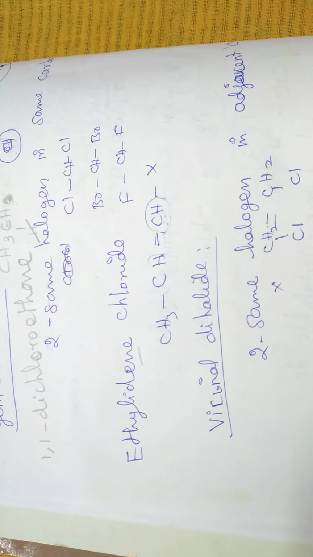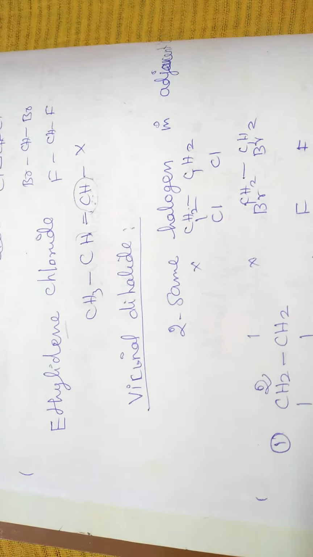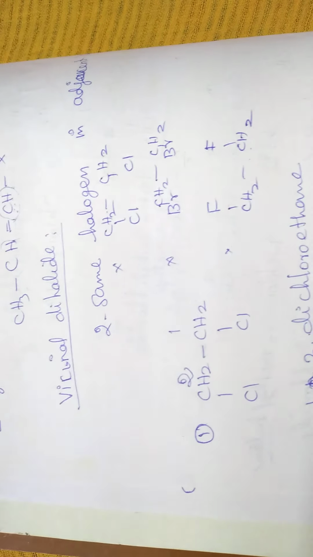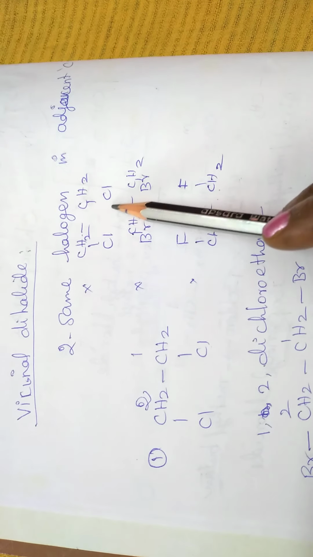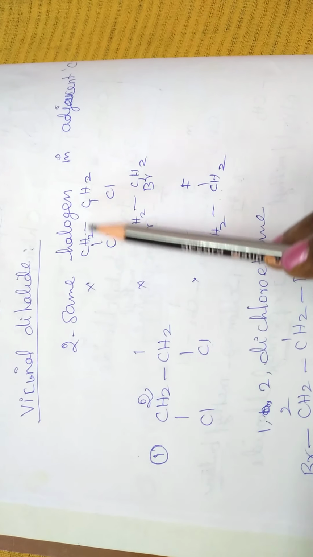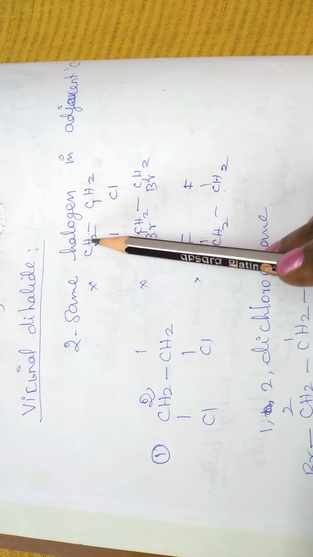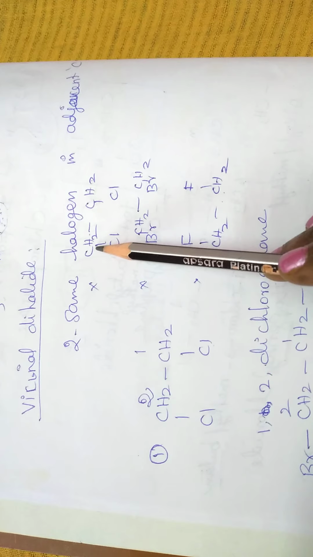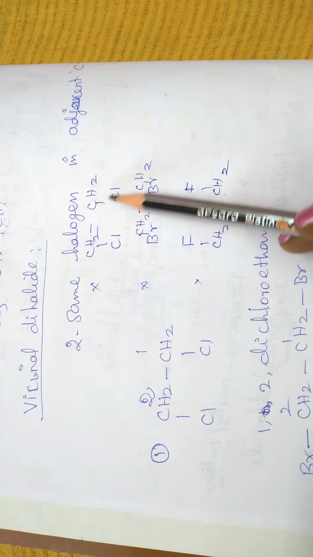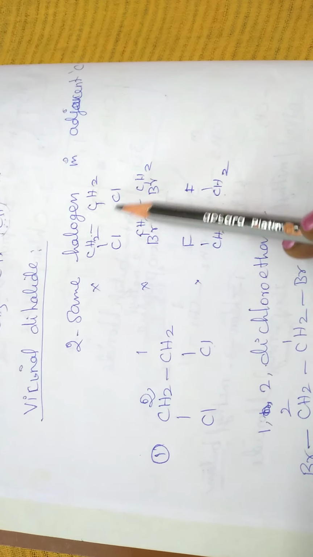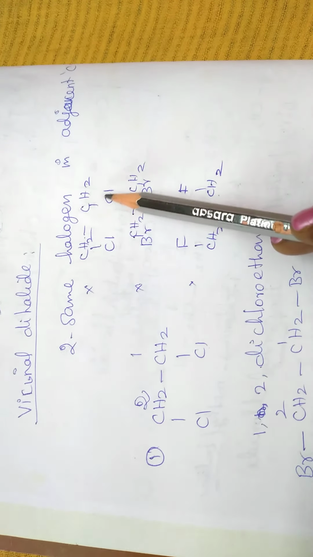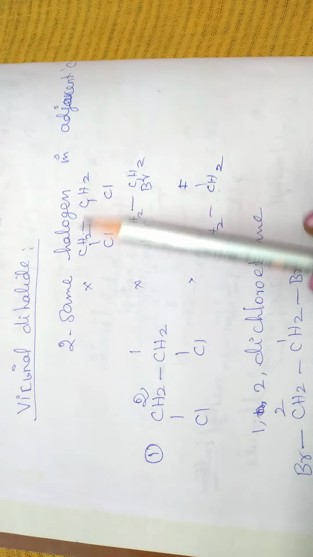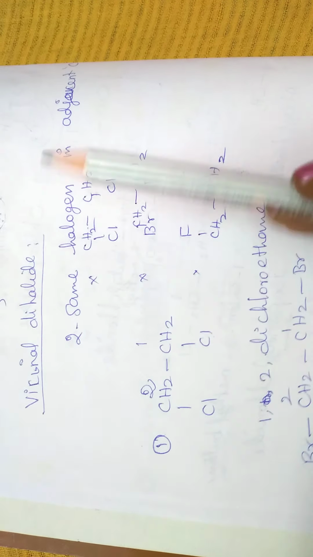Just opposite of gem dihalides is vicinal dihalides. Vicinal dihalides means halogens are present on adjacent carbon atoms. You see now, here in this carbon one chlorine atom, and in this carbon one halogen, the same halogen. In adjacent carbons, the same halogens are present, which is known as vicinal dihalides.